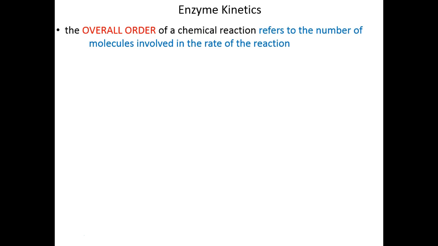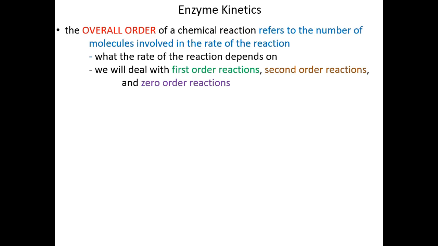So when we talk about an overall order of a reaction, what we're referring to is the number of molecules involved in the rate of the reaction. In other words, how many molecules actually have a say in how quickly the reaction occurs. How many different molecules influence the rate of the reaction? Or, said another way, the rate of the reaction depends on how many different molecules.